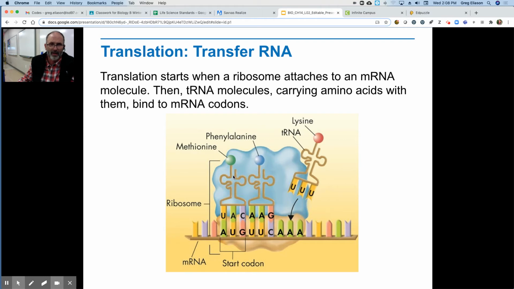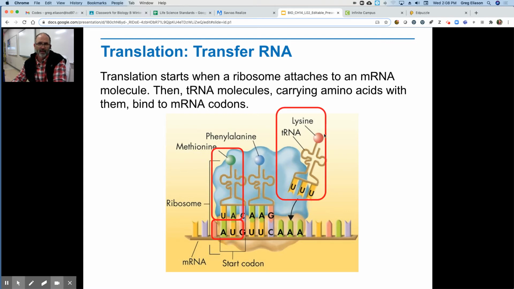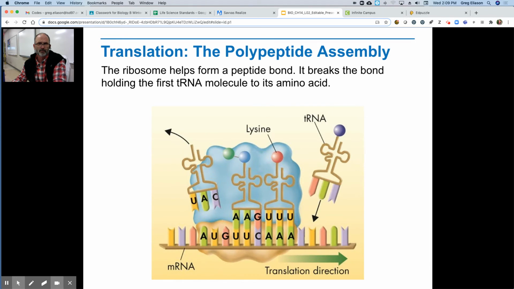The transfer RNA then carries this methionine, which is the start molecule. And then we have phenylalanine. UUC codes up at AAG, and that's phenylalanine. So now the ribosome is going to take these amino acids and they will be put together in what's called a peptide bond. Okay. This lysine is coming in. AAA will bind with UUU. Codons, anticodons. So this is what we call translation.